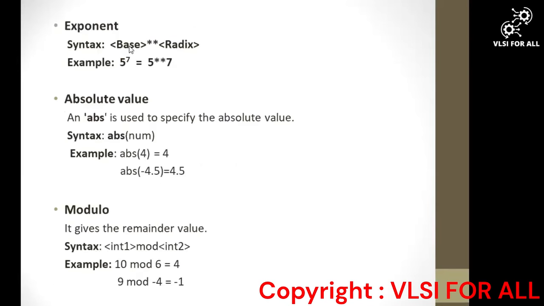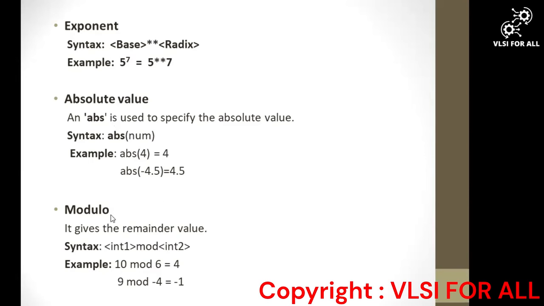Exponent. The syntax of writing exponent in VHDL is base, double asterisk, radix. Like in this example, I have to write 5 raised to power 7, so 5 double star 7. Similarly, we can write absolute value. The syntax of absolute value is ABS, and after that we give the number for which we have to find the absolute value, like ABS of 4 equal to 4, ABS of minus 4.5 equal to 5.